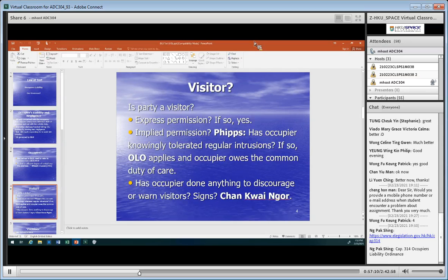It's actually called the common duty of care. It seems a bit strange, but under the OLO, the duty is called that, a common duty of care. So you can see a very close overlap with common law negligence. Okay. Also, another issue here with regard to whether a person is on property legally or not with permission. Has the occupier done anything to discourage or warn visitors?